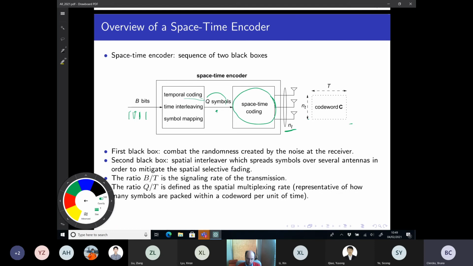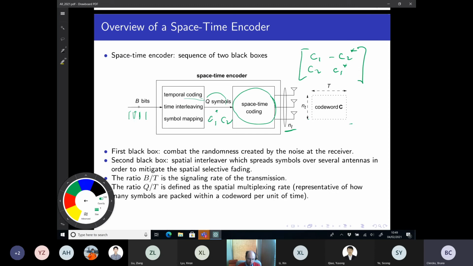So if you were using Alamouti, you had maybe symbols C1, C2, and you map this into a 2x2 matrix that was C1, C2, minus C2 conjugate, C1 conjugate, right? So this is an example of a space-time code, right?